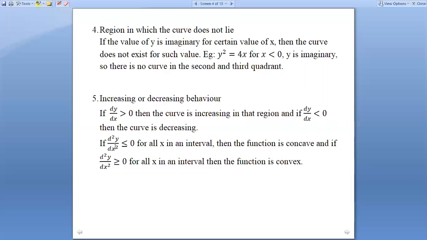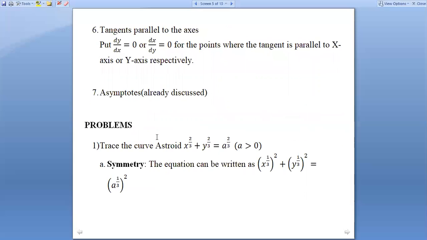Similarly, if d square y by dx square is less than or equal to 0 for all x in an interval, then the function is concave. And if d square y by dx square is greater than or equal to 0 for all x in an interval, then the function is convex. So using these, we can find out how the curve behaves in a particular region.